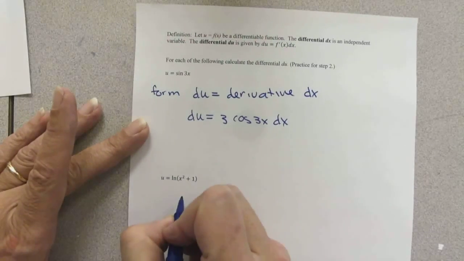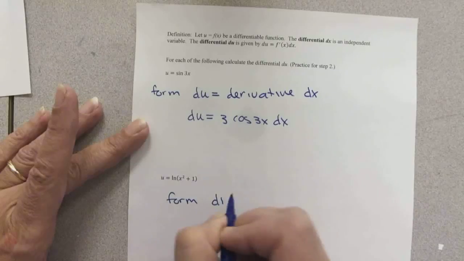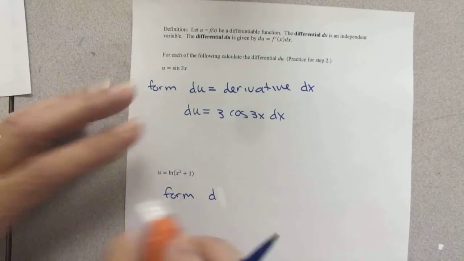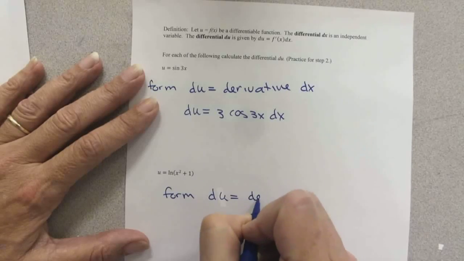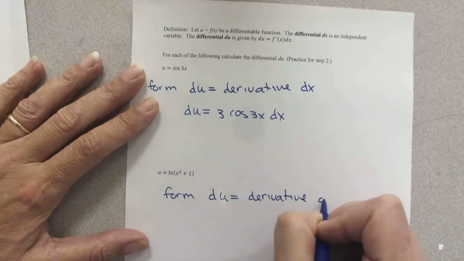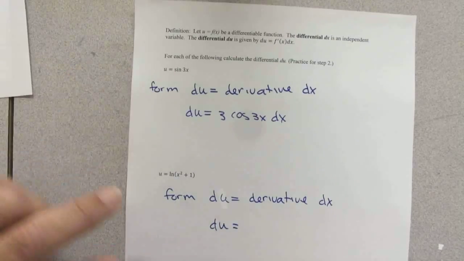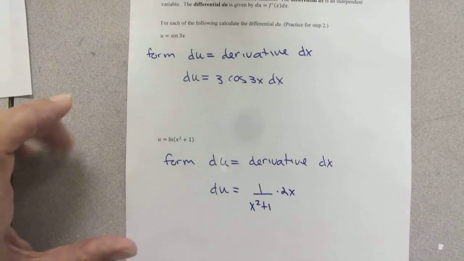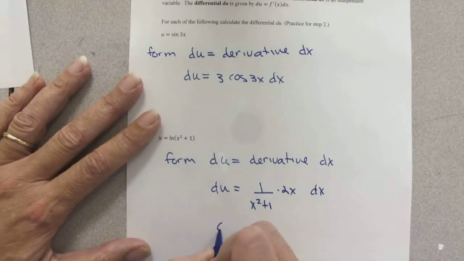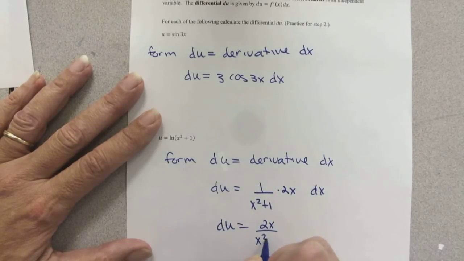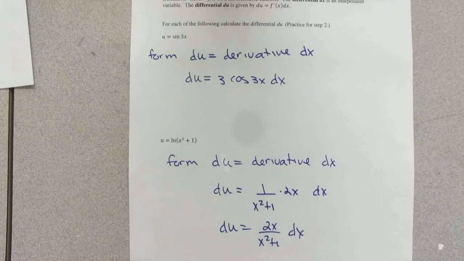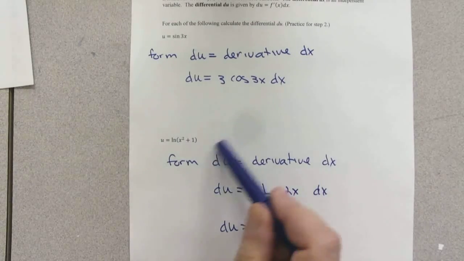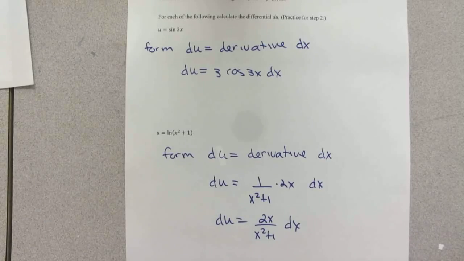Same thing on this one. Again, your form is du equals my derivative dx. So in this case, du is the derivative of this, 1 over the argument times the derivative of the argument, dx, or du equals 2x over x squared plus 1 dx. That's all there is to calculating the differential, just knowing this form and then taking a basic derivative. So we will end this video, and in the next video we will start this thing called a u substitution.